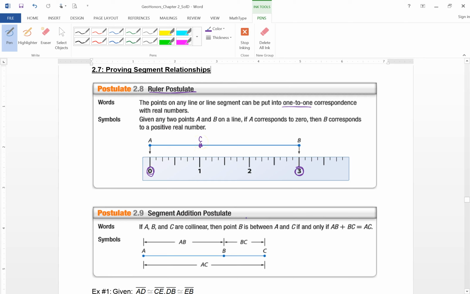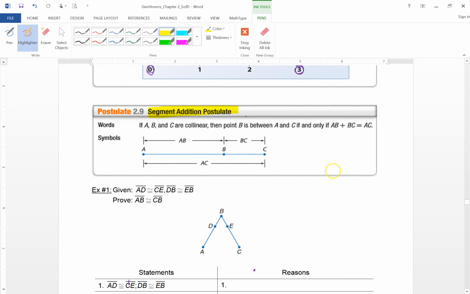Now, what is absolutely important is this one, the segment addition postulate. Put a star next to this one. Mark it, bookmark it. I don't know what you do, but the segment addition postulate shows up a lot. It's probably one of the most frequently appearing postulates in geometry.